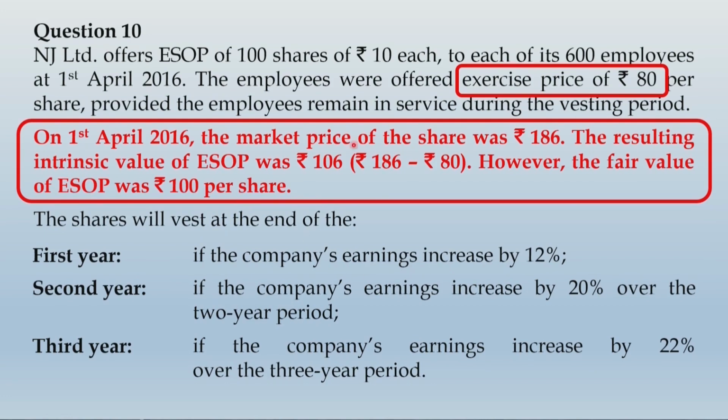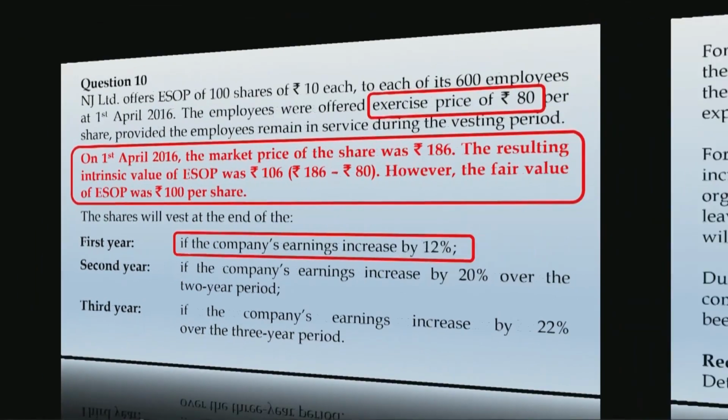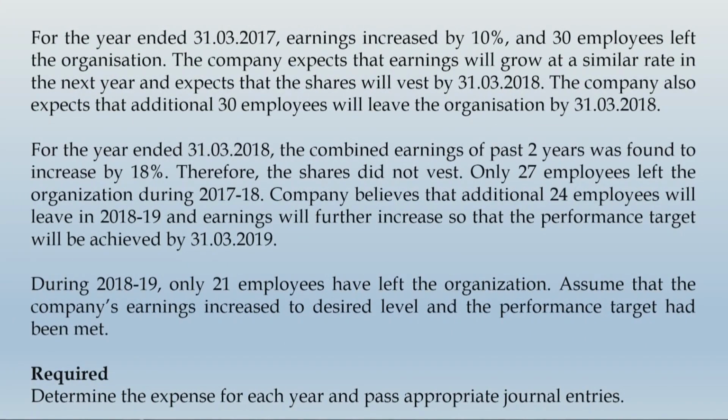Now, there is no vesting period as such given. The shares can vest either in the first year or in the second year or in the third year, depending upon in which year the profit target or the earnings target is achieved. Now, the eligibility criteria in the first year is that the company's earnings increase by 12%. Now, this is the condition. Let us now go back to the next paragraph in the question and let us see what has happened. If you could read this paragraph, for the year ended 31/3/2017, earnings increased by 10%.